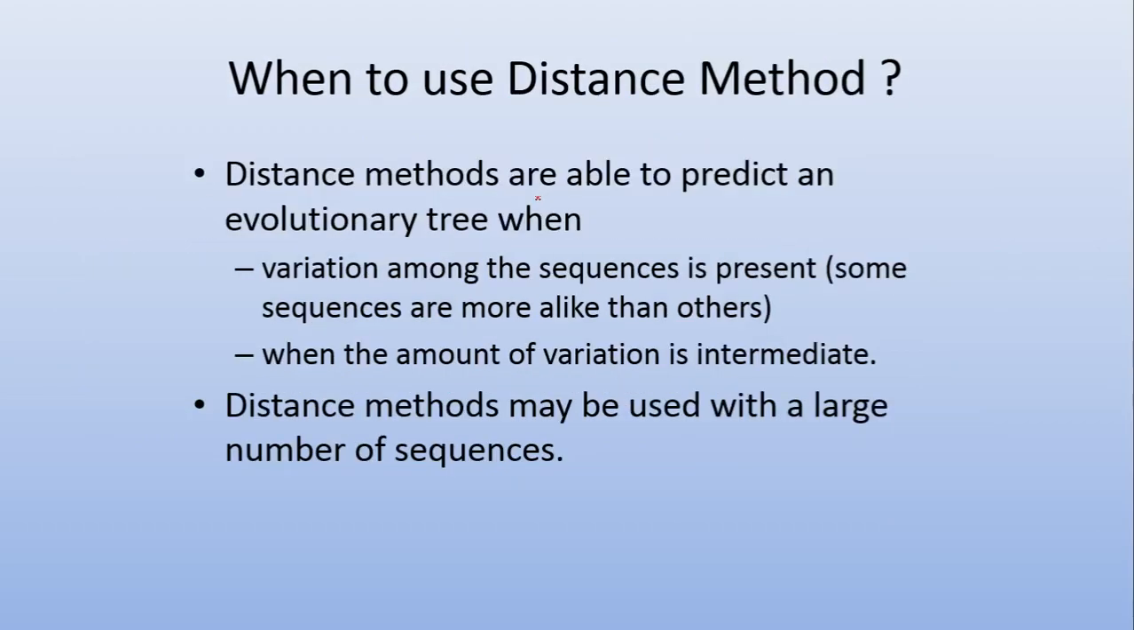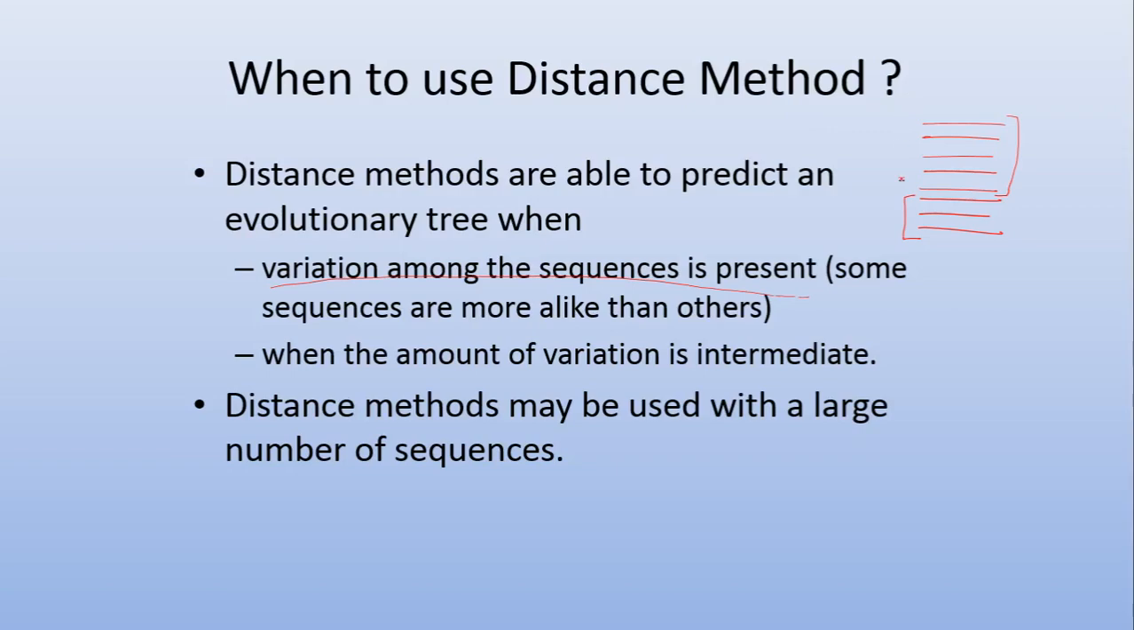Then another method that we use is called the distance method, and these distance methods are able to predict an evolutionary tree when variation among the sequences is present. That is, in your multiple sequence alignment, some sequences are similar while some are dissimilar. That is, some sequences are more alike than others. If that is the case, then it is advised that you use the distance-based method.